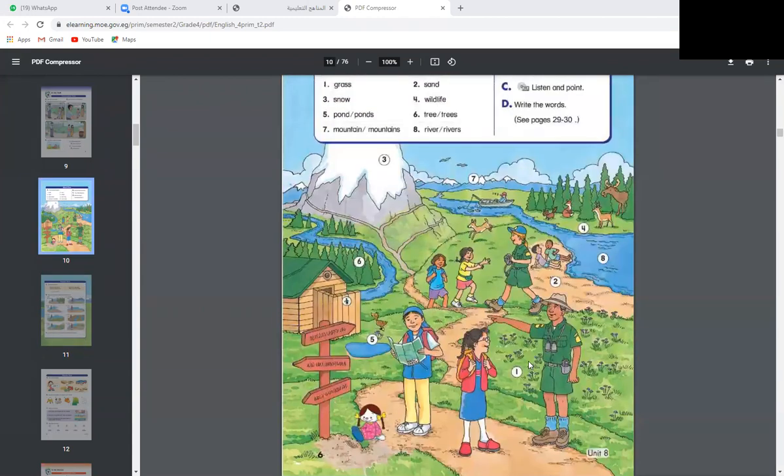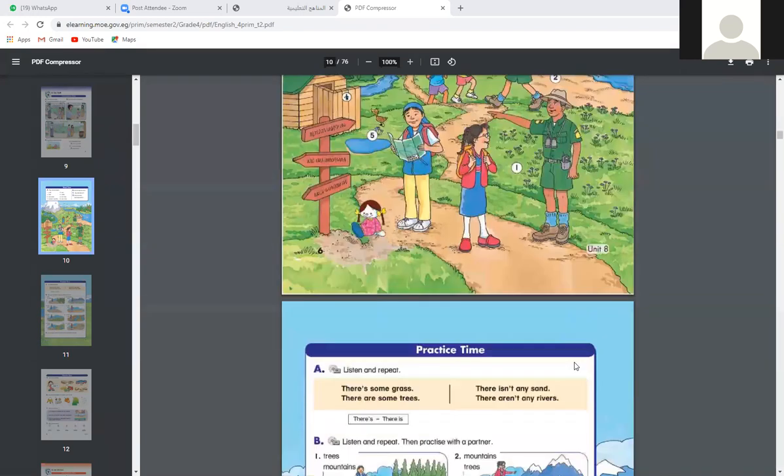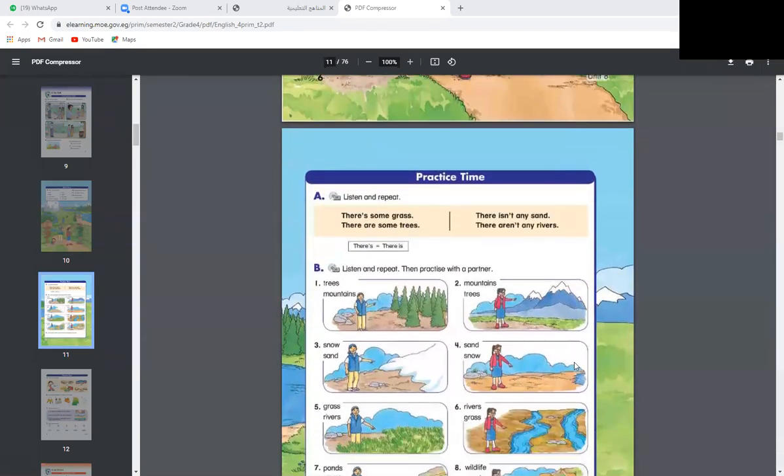So here we have the grass, number 1, sand, number 2, snow, number 3, river, number 4, ponds, number 5, trees, number 6, and number 7, where is number 7? Yeah, I think mountain, something like that. Okay, turn the page. There is and there are.